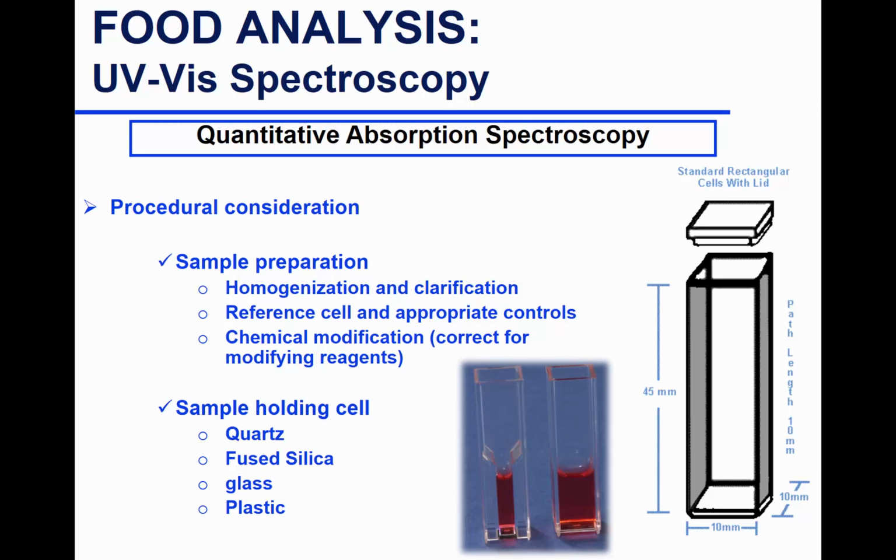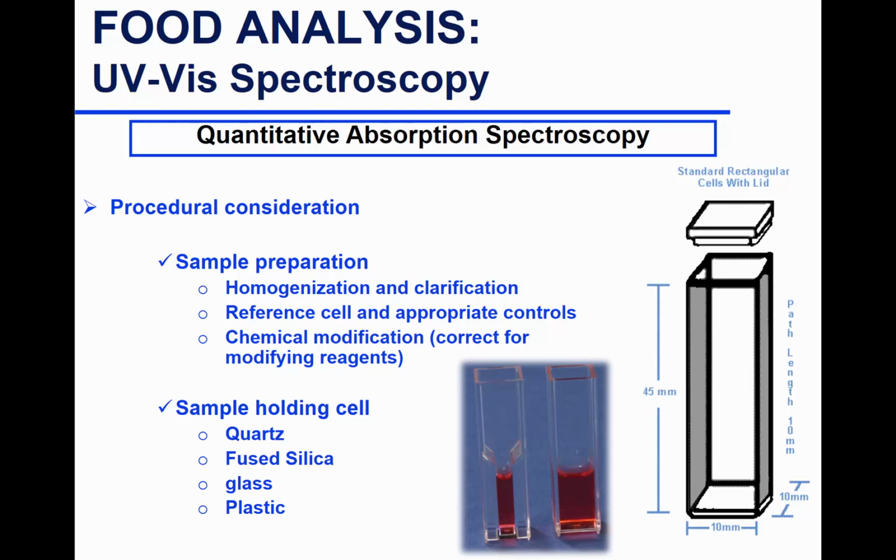So chemical modification, that means correct for modifying reagent. That means when you have the right blank. Your blank should be as close to your sample as possible without having your analyte in it. That will give you the most accurate quantification.